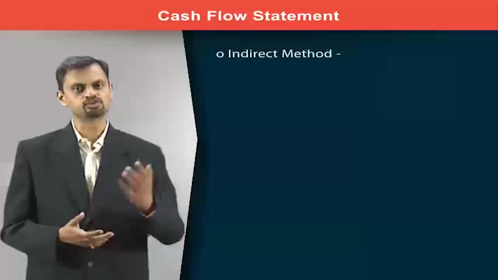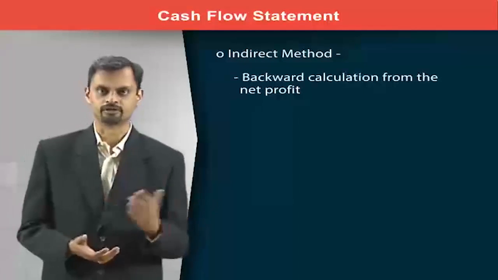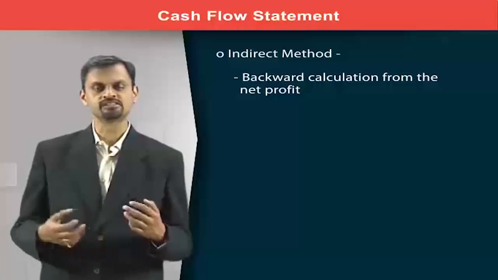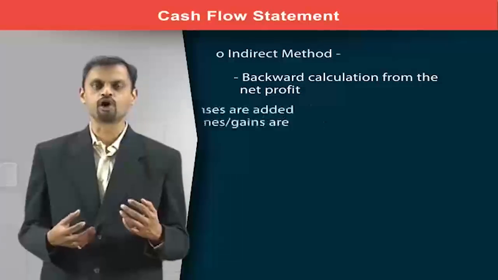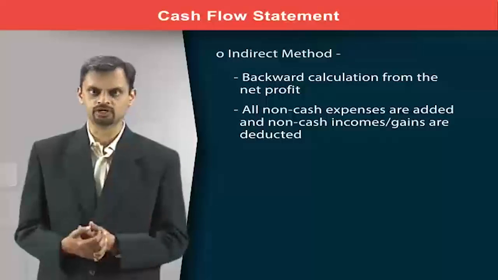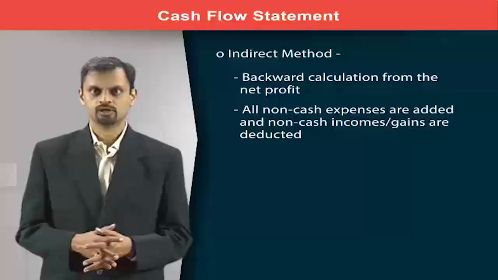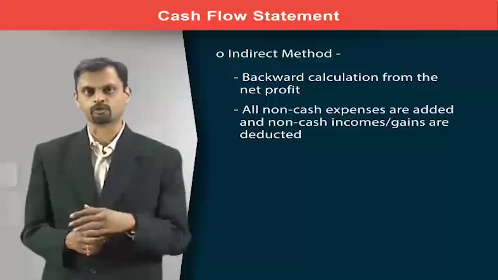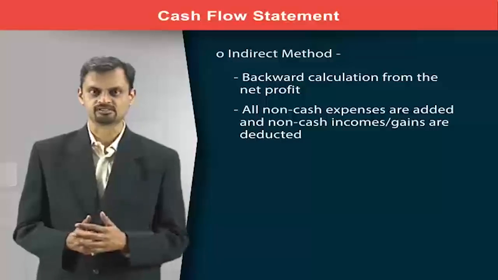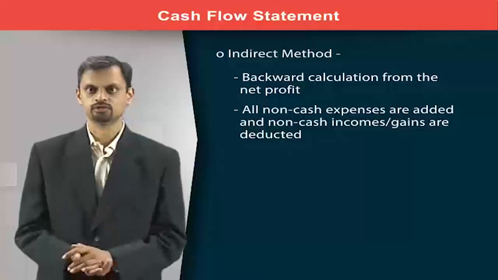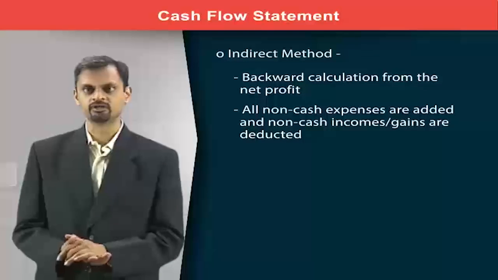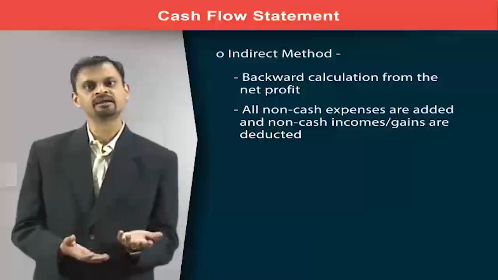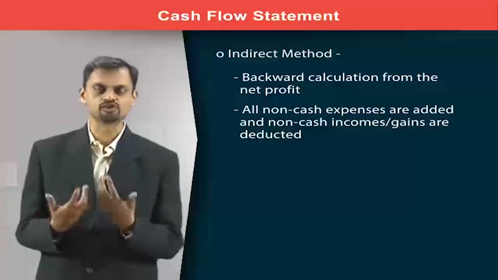And in the indirect method, you start backwards from profit as per the statement of profit and loss. And then, the profit is obviously a result of all revenue expenses and revenue income based on accrual. So that is why all non-cash expenses are basically added back to the profit, because these are non-cash expenses and these are actually not cash outflows. So that is why these are added back to the profit, and any non-cash income or gains are basically deducted from the profit, because these are not actual cash inflows.